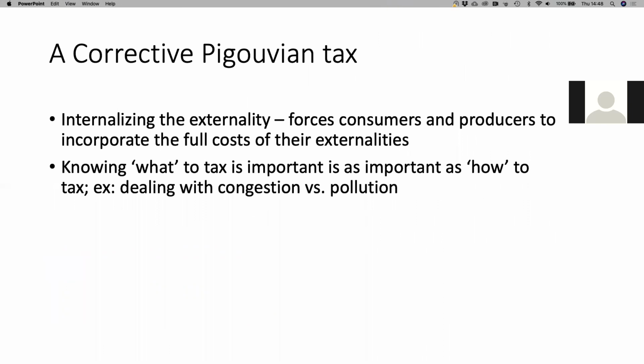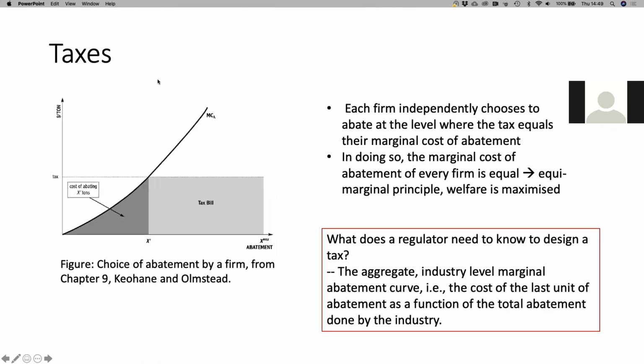Now let's go into a little more detail on how tax and trade works. A tax is, as I explained, internalizing the externality. It forces consumers and producers to incorporate the full cost of their externalities. And how does it do it? Now, let's say the tax is set at the optimal abatement value, right? So we somehow figure out that X dash here at this point is the optimal abatement. And this is the corresponding tax.